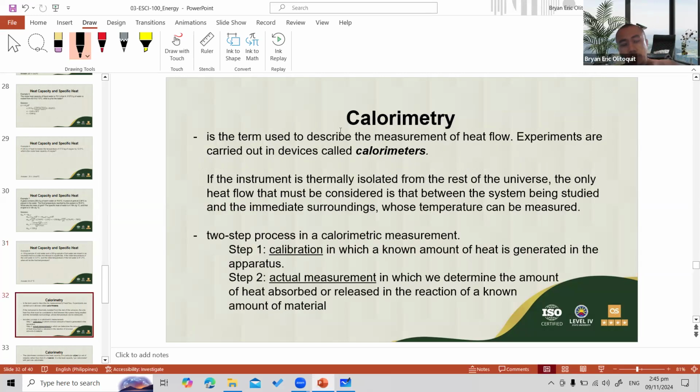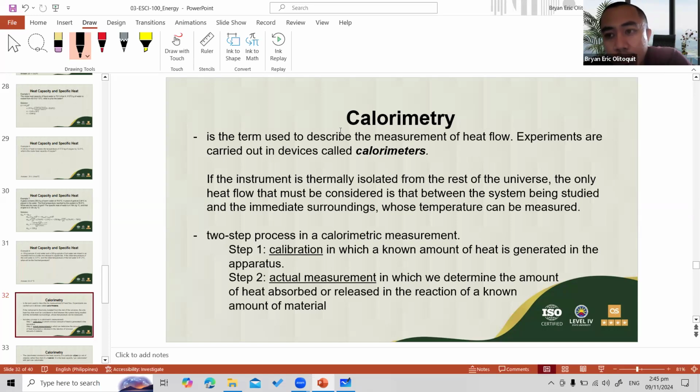So, in terms of calorimetry, sabi dito, it is the term used to describe the measurement of heat flow. Experiments are carried out in devices called calorimeters. So, in terms of calorimetry, think ko around 3 days, nagpa-travel na heat, no? Nagbibiyahe na heat. So, if the instrument is thermally isolated from the rest of the universe, the only heat flow that must be considered is that between the system being studied and the immediate surroundings whose temperature can be measured.